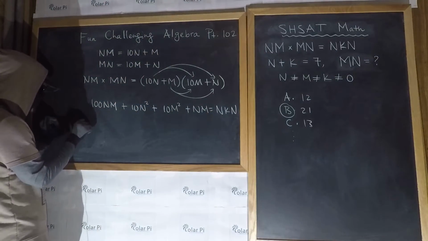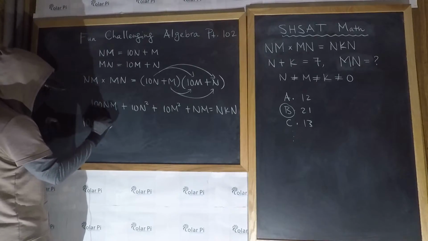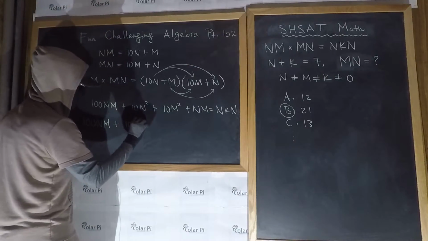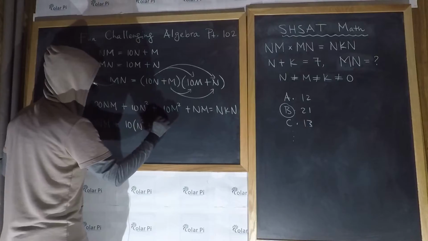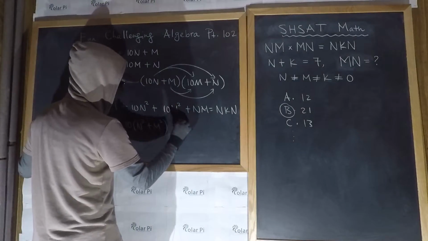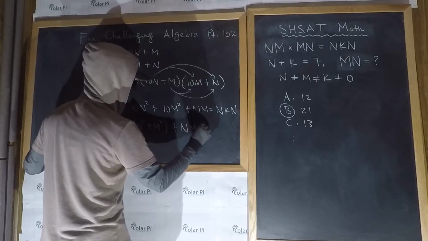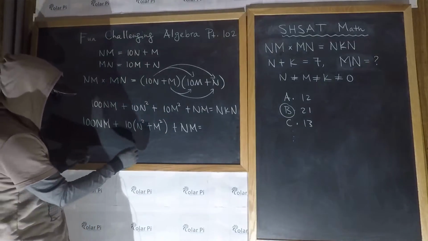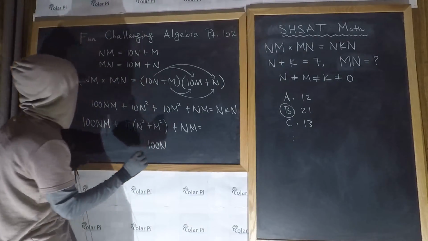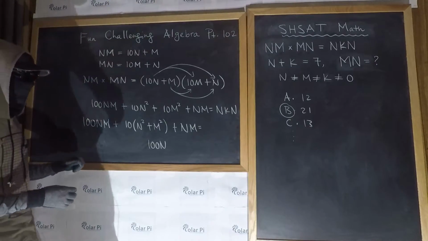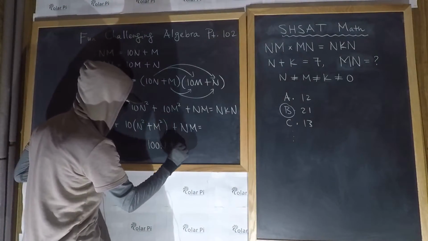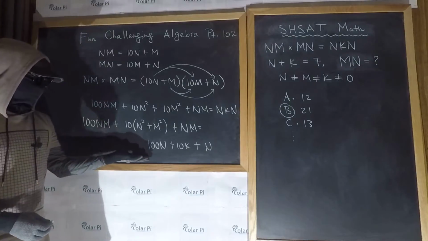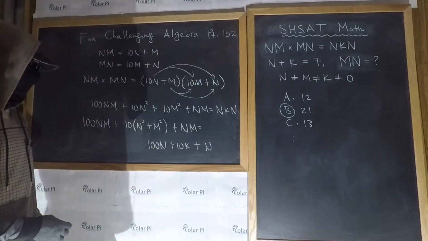So we have a little bit of cleaning up we could do. 100NM plus 10 times (N squared plus M squared) plus NM is equal to, what does this 3-digit number look like? Using the same kind of interpretation that we wrote here, it would have to be 100N plus 10K and then plus N. This here is that 3-digit number.